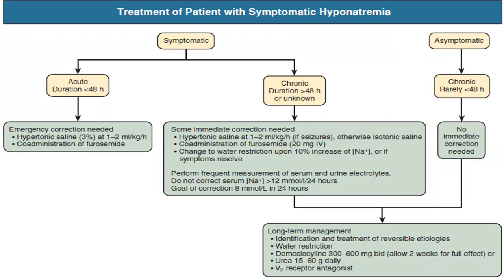If the patient is asymptomatic, mainly in cases of chronic hyponatremia, or in acute less than 48 hours, there is no immediate correction needed. There is only long-term management. We have to identify and treat the reversible etiologies. Options include water restriction, demeclocycline, urea tablets, or a V2 receptor antagonist.